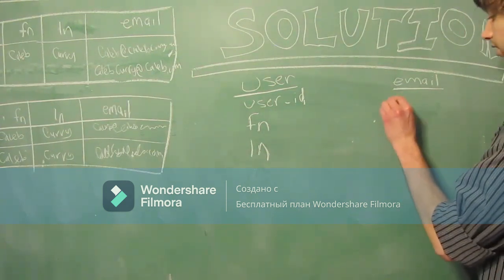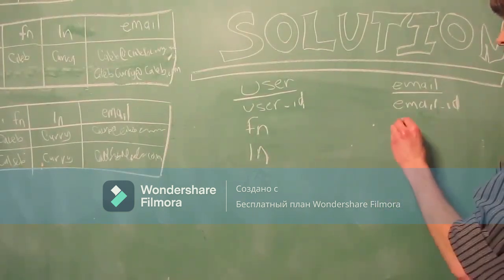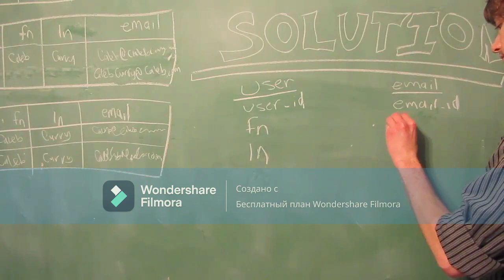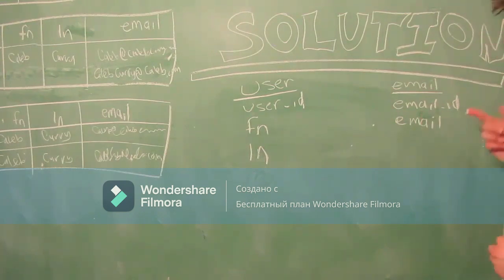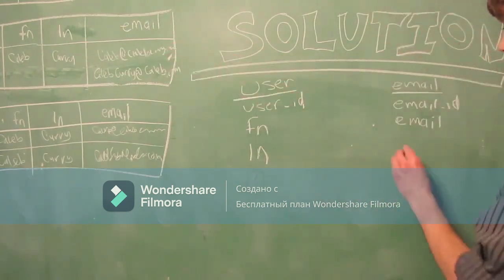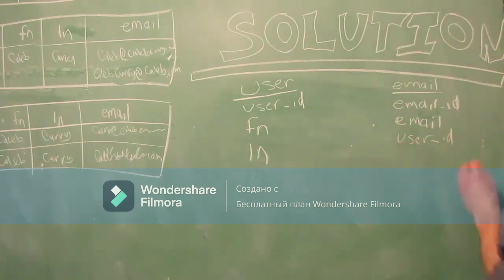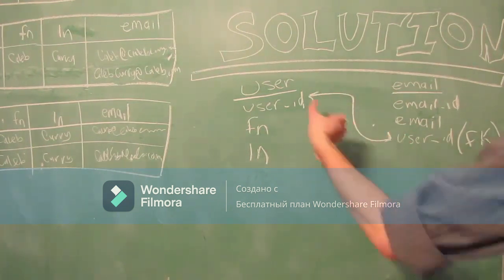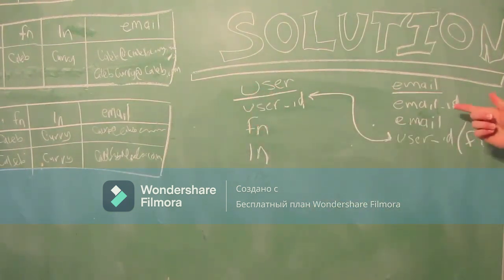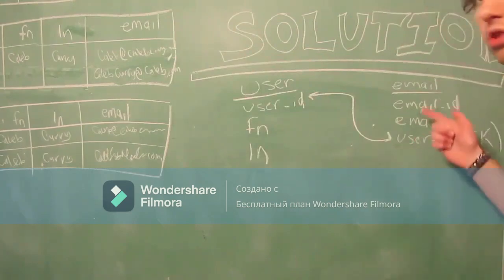And now within here, we're going to have an email ID. And then we're going to have a email, which is going to be the actual email address, which in this case would be these. And then we're going to have a user ID. Now this is going to be a foreign key that references this user ID, the primary key of the user table. Now, if we wanted to put 2 individual emails, we could have rows within this email table.